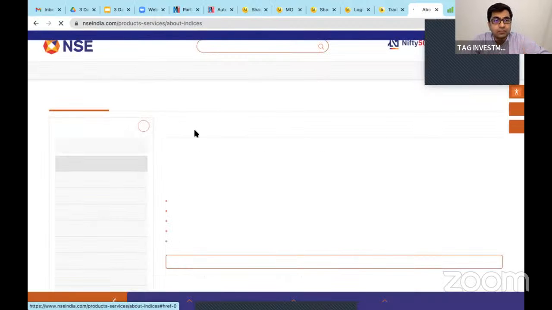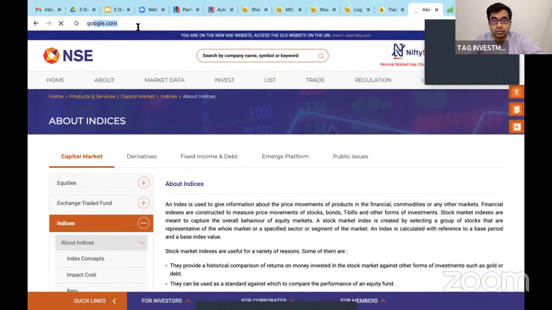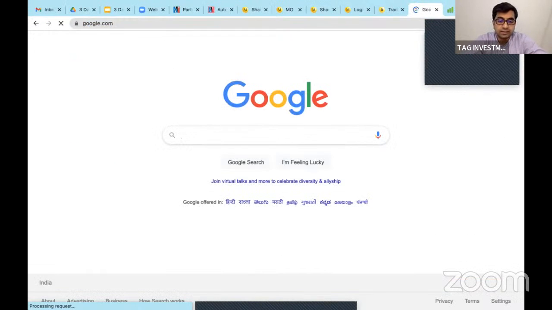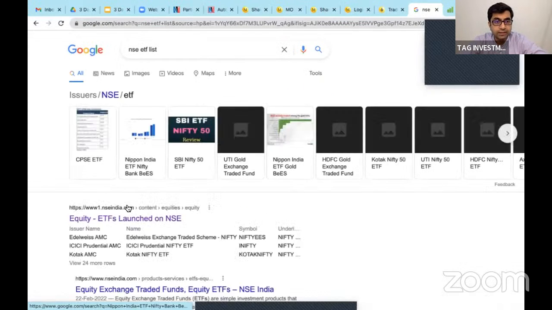Now, just to give you a sense of what the types of ETFs are, what you simply need to do is type in the NSE ETF list. So you'll get all the ETFs here.